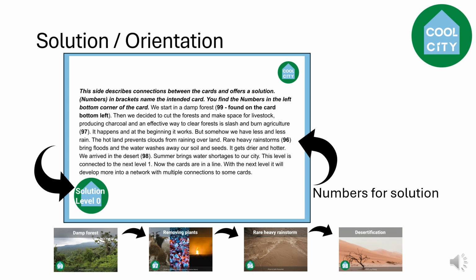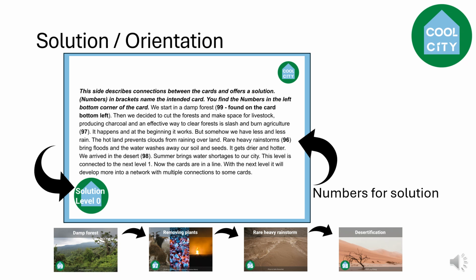We start in a damp forest, 99, found at the bottom left of the playing card. Then we decided to cut down the forests and make room for livestock to produce charcoal, and an effective way to clear forests is slash and burn, 97. This happens, and it works at first. But somehow we have less and less rain. The hot land prevents the clouds from raining over the land. Rare heavy rainfall, 96, brings flooding, and the water washes away our soil and seeds. It becomes drier and hotter.